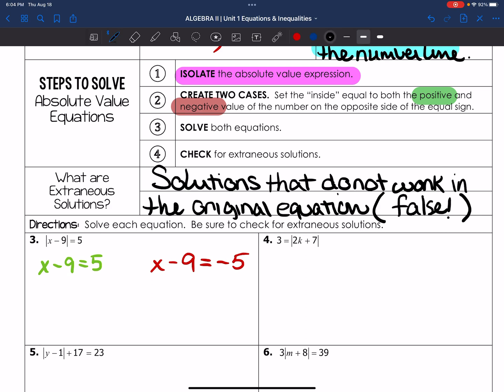So with that, now let's go ahead and solve both of our equations. To solve this equation that is in green, we need to go ahead and get x by itself. That would be done by just adding 9 on both sides of our equation. We now have a 0 pair and x is isolated. X is equal to 14.